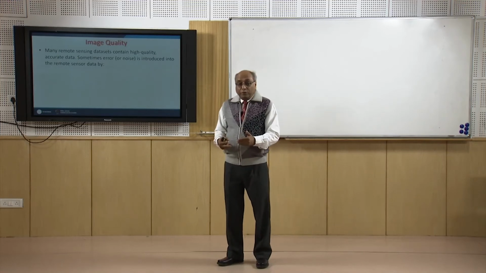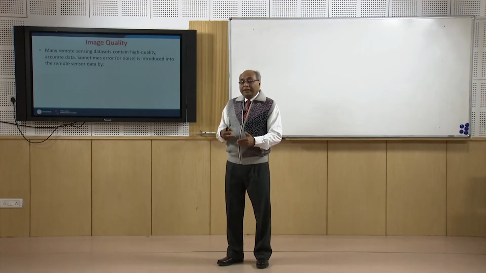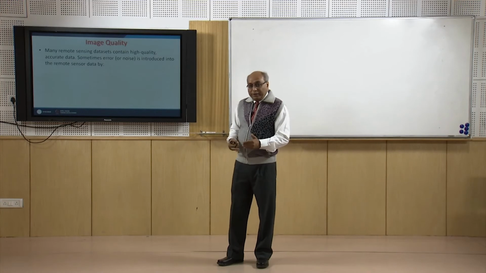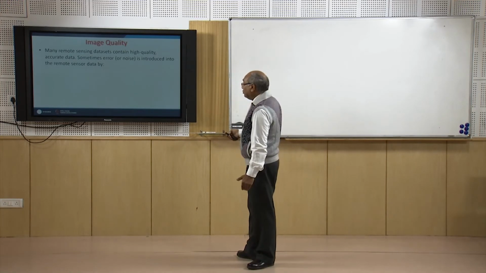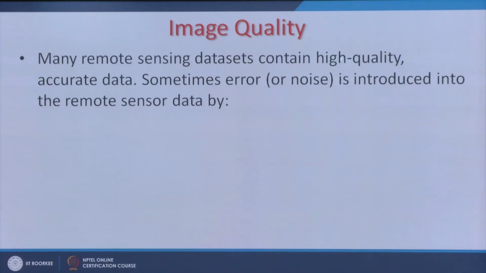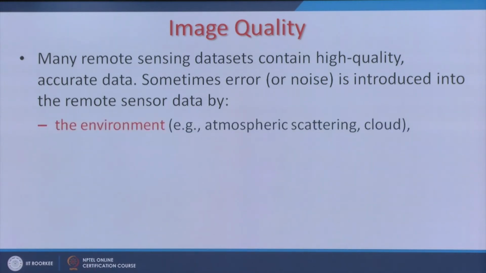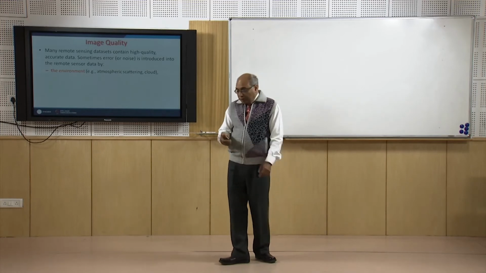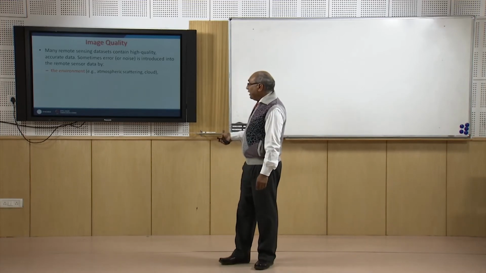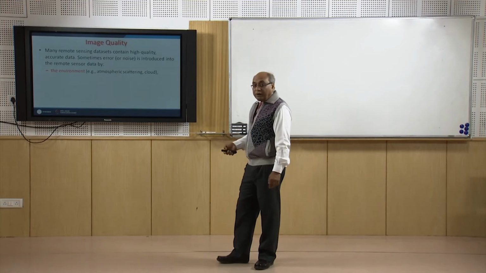ultimately if the image is good, then interpretation will be good, classification will be good, everything will have better results. Many remote sensing data sets contain high quality, accurate data. Sometimes error or noise is introduced in the remote sensing data, that might be because of the environment and atmospheric scattering, cloud, maybe haze, fog, mist. All these environmental factors may deteriorate the image quality.